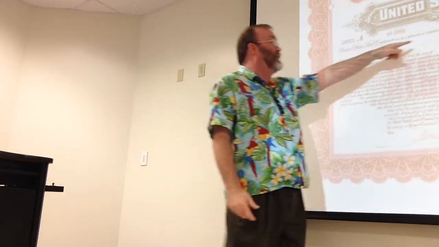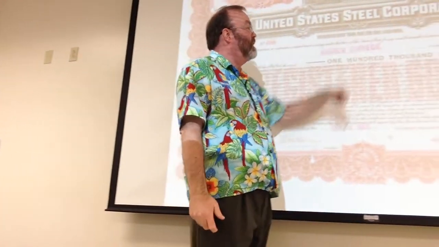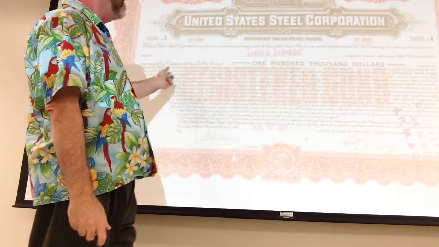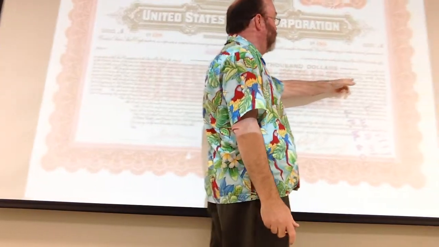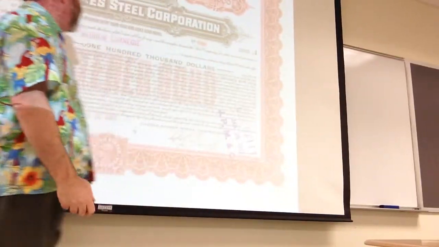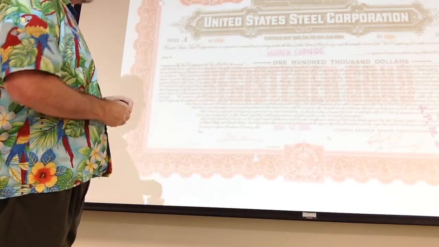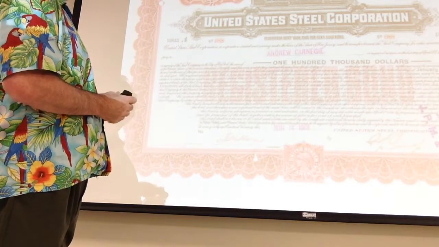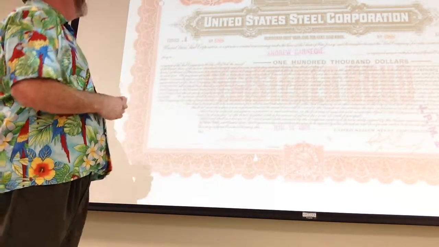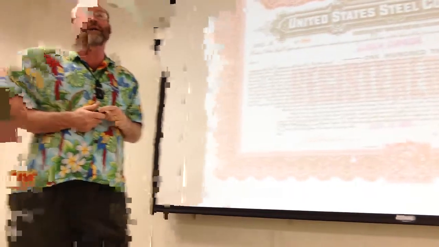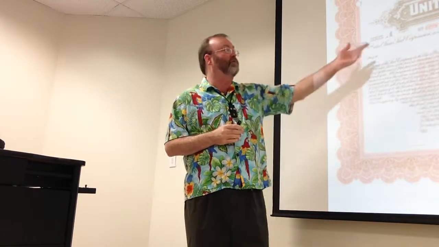Here's another bond. This is a $100,000 note in United States Steel Corporation. It was issued to Andrew Carnegie, who is the individual who started it. It pays semi-annual interest on the first day of January and July in the amount of something. There's an interest rate on there somewhere. And so this gives you an idea what bonds look like. And so they're in various values, face values.